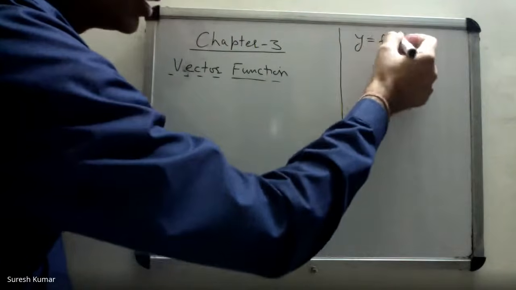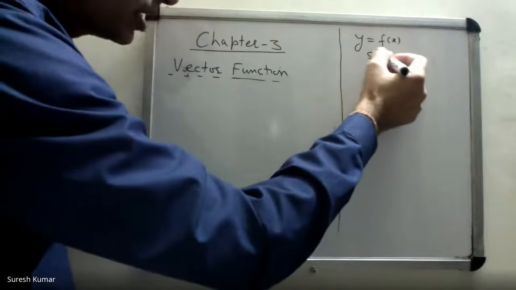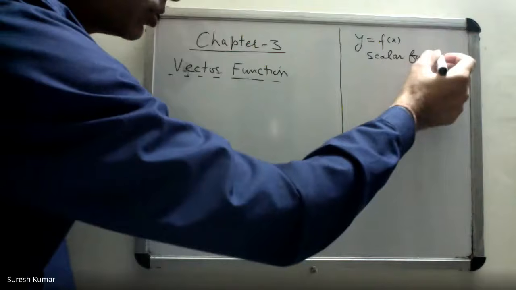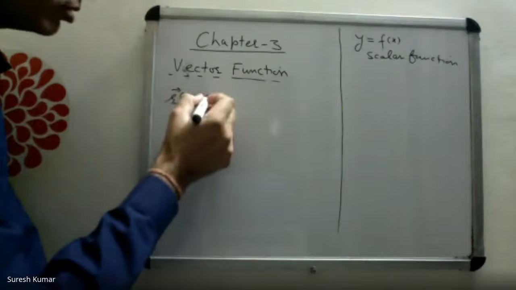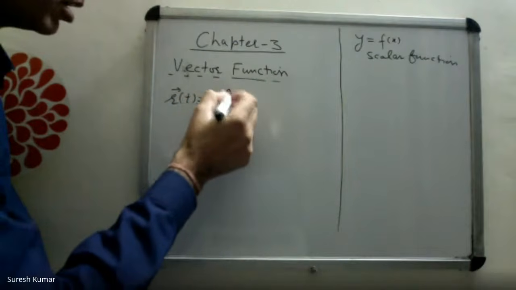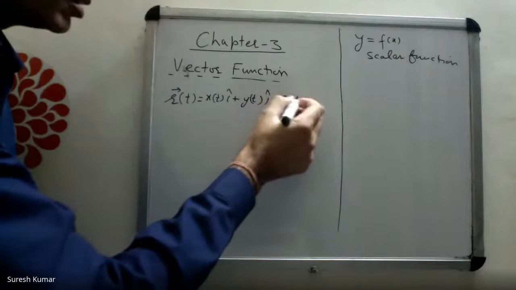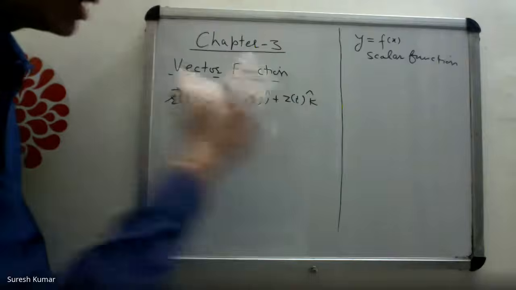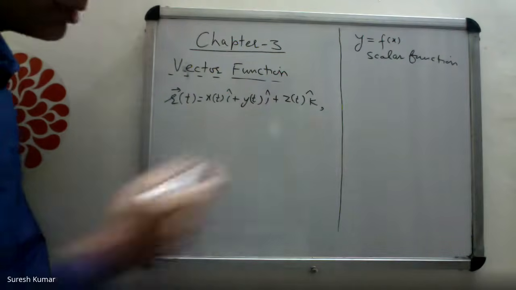You are already familiar with single variable function y equal to f(x). Let's call it scalar function because its output is a scalar. But I write a function here, r(t) equal to x(t) i cap plus y(t) j cap plus z(t) k cap. x, y, z are functions of t. You can see clearly its output is a vector.